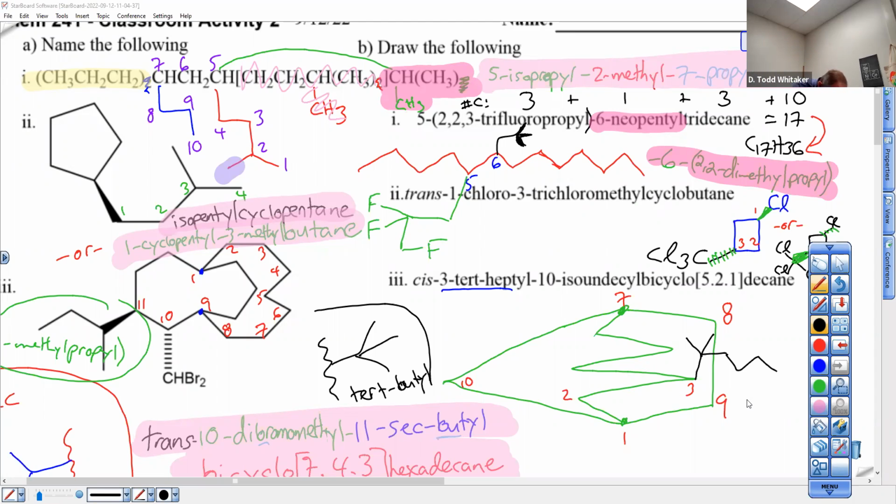Here goes, 10. 1, 2, 3, 4, 5, 6, 7, 8, 9, 10. And where do you put the V? Yeah. You got to put it like there. See it? Second from the end carbon. Verify you got 11 carbons in there. 1, 2, 3, 4, 5, 6, 7, 8, 9, 10, 11. Isoundecyl.